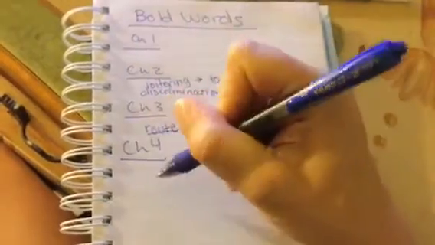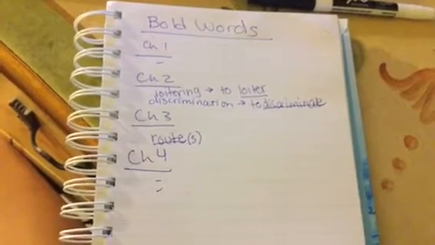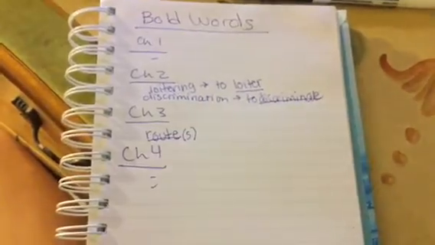Today you'll just write on a piece of paper the bold words you select and which chapters they came from, okay? So you should have 1 to 2 for each chapter. So you will have a total of at least 4 and maximum 8. And you'll take this picture and upload it to your writing assignment.